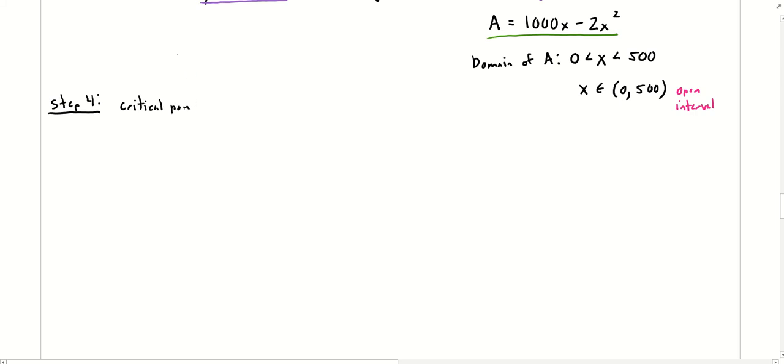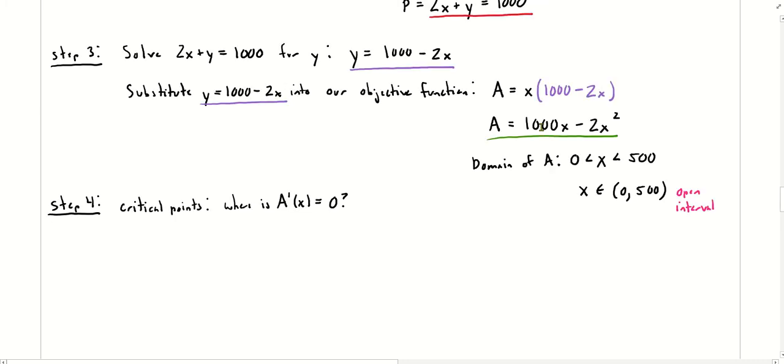So a lot of this is going to be a little bit of a review from topic 8. When I think about my critical points, remember this is where my first derivative of my function is 0. So where is A prime of x equal to 0? And the way that I find that is I take my function, which I'm going to use this version because this version is all in terms of x. I'm going to take that 1,000 minus 2x squared, and I'm going to set it equal to 0 and solve for x.